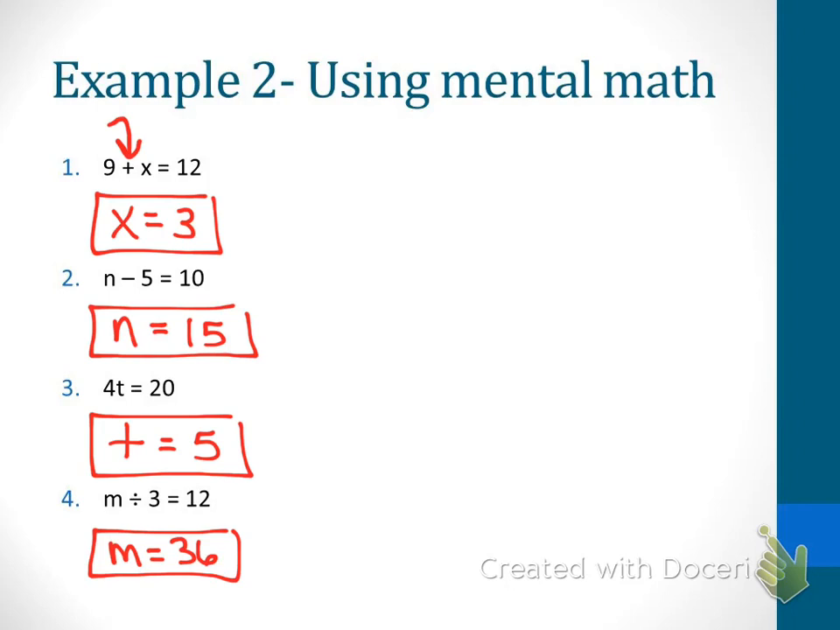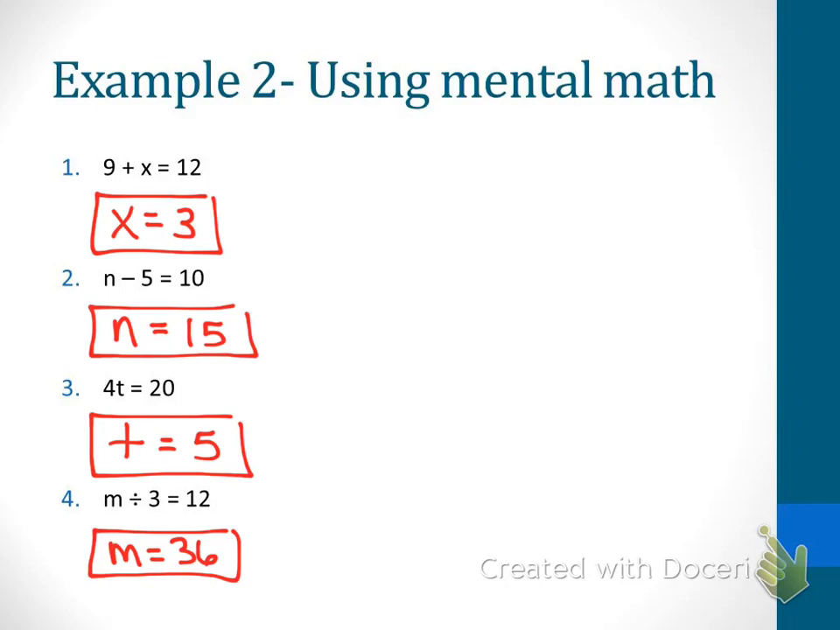So since I'm adding here, I'm going to subtract 12 minus 9. What's 12 minus 9? 3. Well, ironically, that's the answer, isn't it? Now on number 2, I'm subtracting, so what's the opposite of subtraction? Addition, so let me add the two numbers that I know. What's 5 plus 10? 15. Ironically, that's the answer, isn't it? Okay, do you see what I'm doing here?